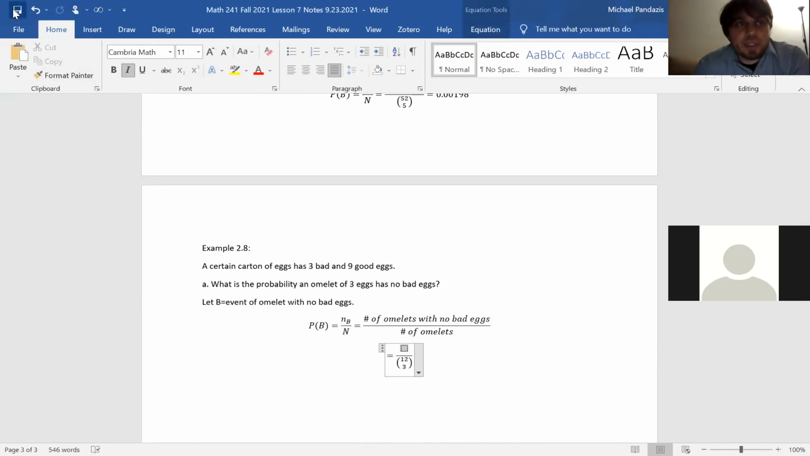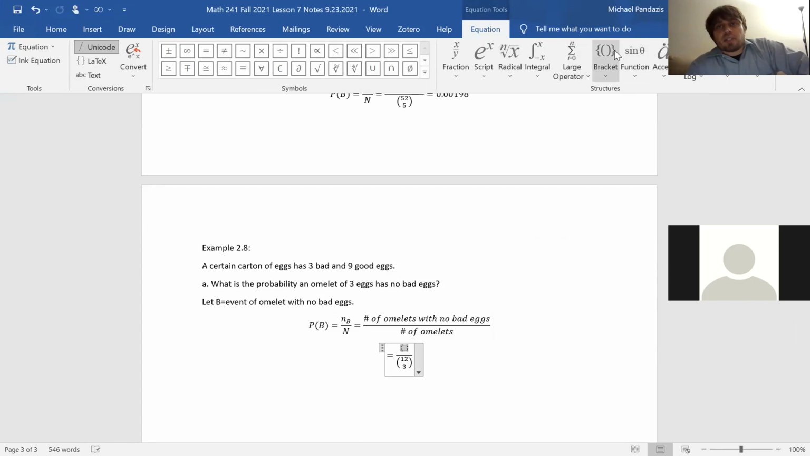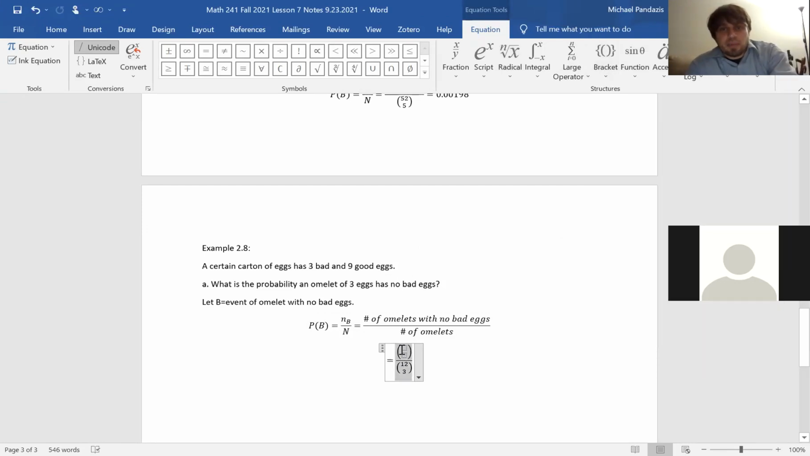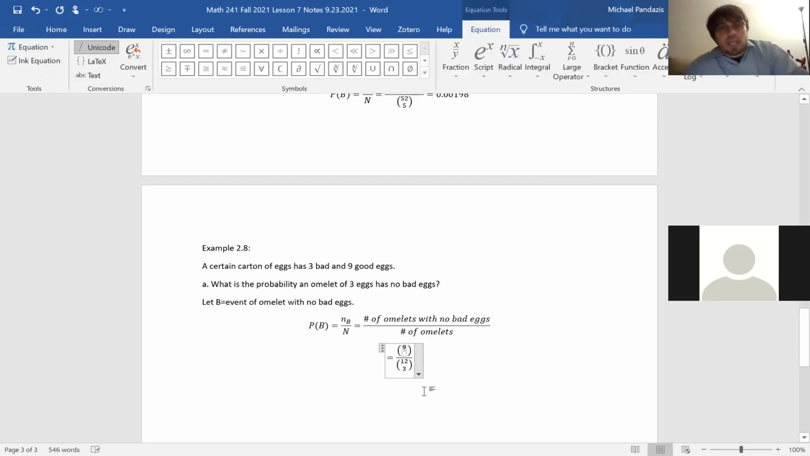Okay, and the numerator is the number of omelets with no bad eggs. If there are 3 bad eggs and 9 good, you have 9 good eggs, right? So you have 9 total eggs that are not bad, and you need to choose 3 of them for your omelet with no bad eggs. So it's 9C3 divided by 12C3. All right, and then you calculate that.